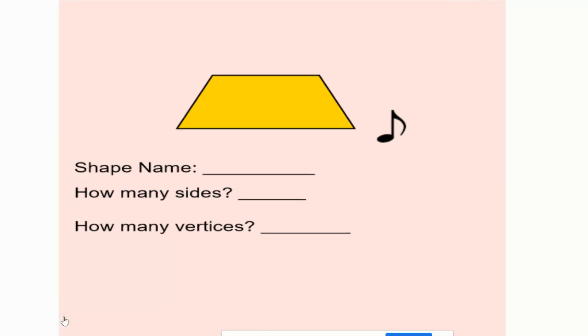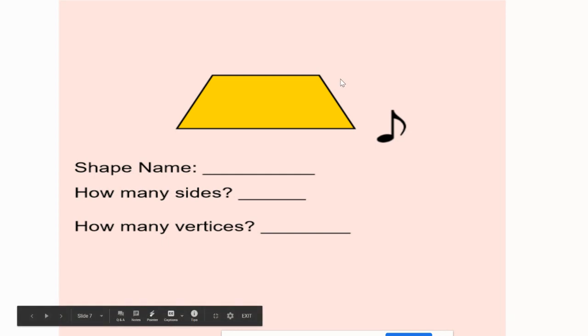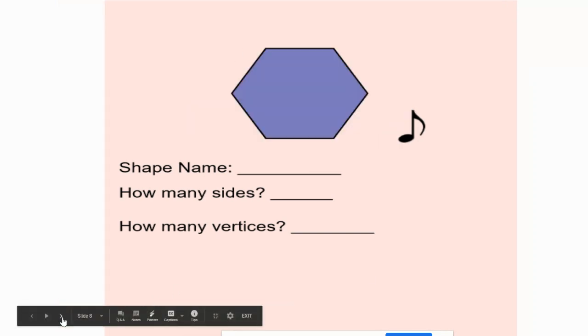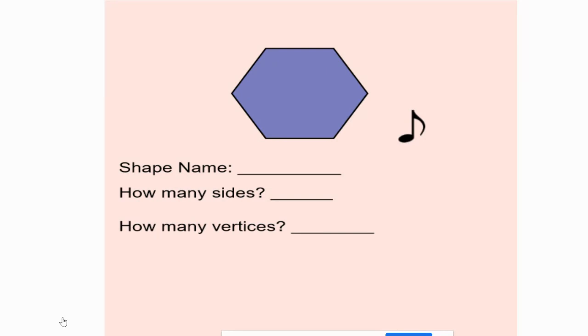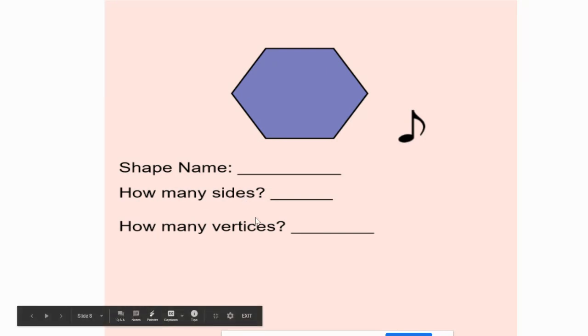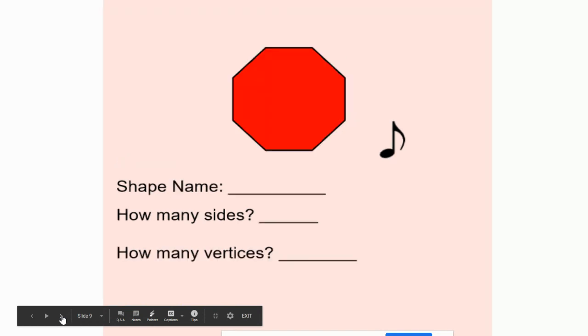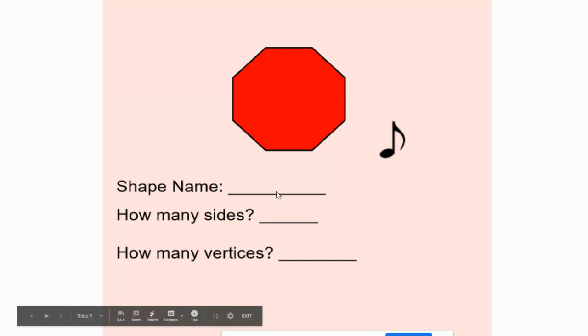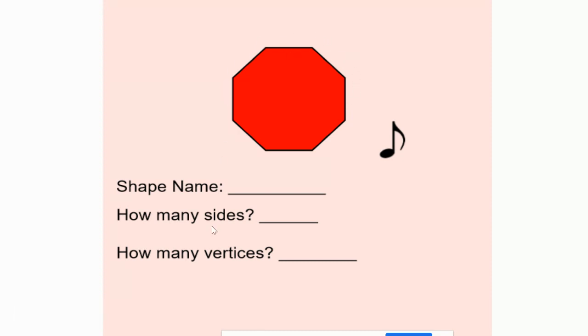This is another four-sided figure. It also has four vertices, and we call it a trapezoid. Notice these angled sides. That's why it's called a trapezoid instead of a rectangle. This is a six-sided figure. It also has six vertices. We call it a hexagon. And finally, this looks familiar when you're at a stop sign. It's called an octagon. It has eight sides and eight vertices or corners.